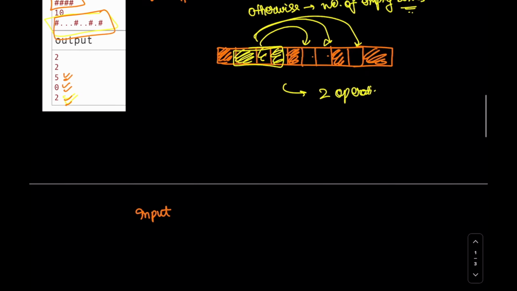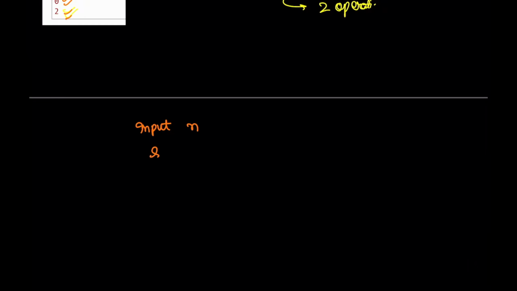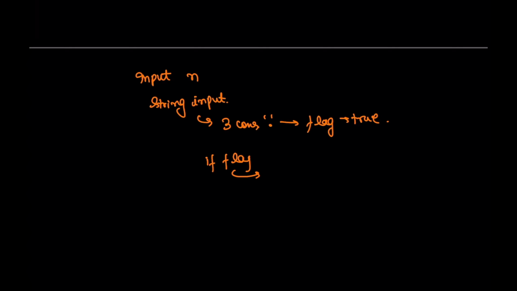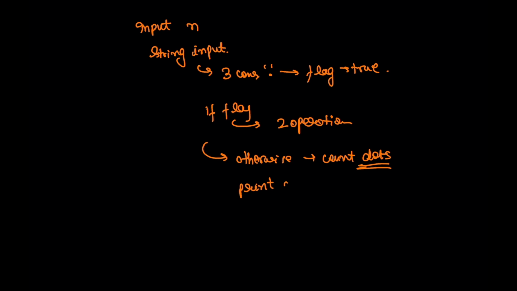So we'll take the input, that is the size, that is n. We'll take a string input. Now we'll check if we can find three consecutive dots. Then we'll have a flag variable. Then we'll make it true. If flag is true, we can have two operations. Otherwise, we'll just count the number of dots. Count dots and print them.